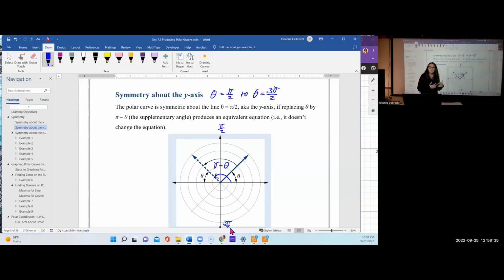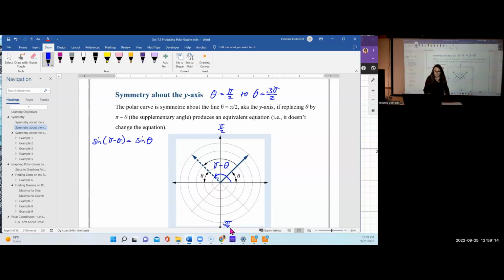Now, which function do we know comes out to be the same? Well, if we're thinking about these right here, whenever we have pi minus theta, this would be quadrants 1 and 2, or it could be 3 and 4. So when we're looking at this, notice that sine is going to have the same value because sine is positive in quadrants 1 and 2. So it turns out that the sine of pi minus theta is equal to the sine of theta. But that means that sine must have y-axis symmetry on a polar graph.